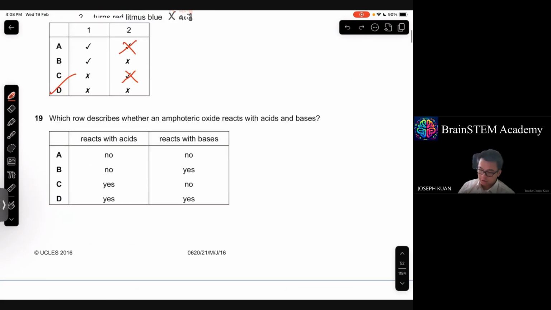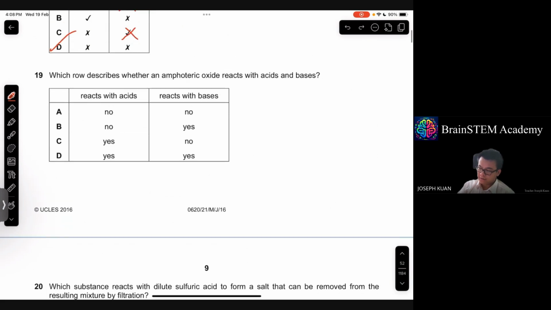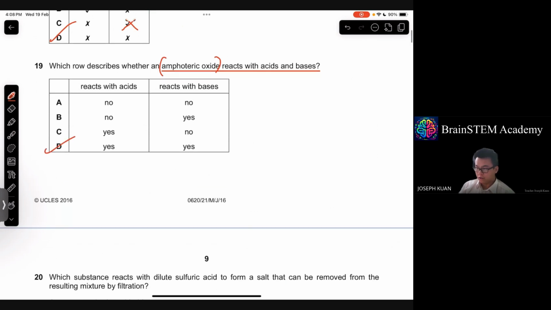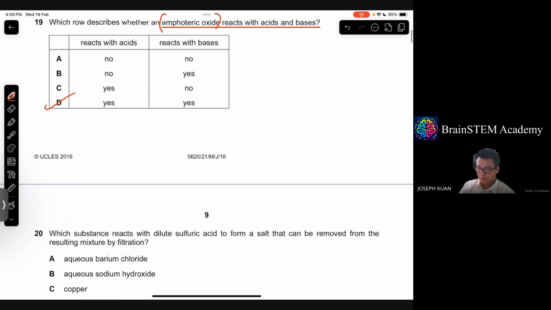Moving on, question 19. Which option describes whether an amphoteric oxide reacts with acids and bases? An amphoteric oxide is able to react with both acids and bases to form salt and water. So the answer for 19 is D for donkey.